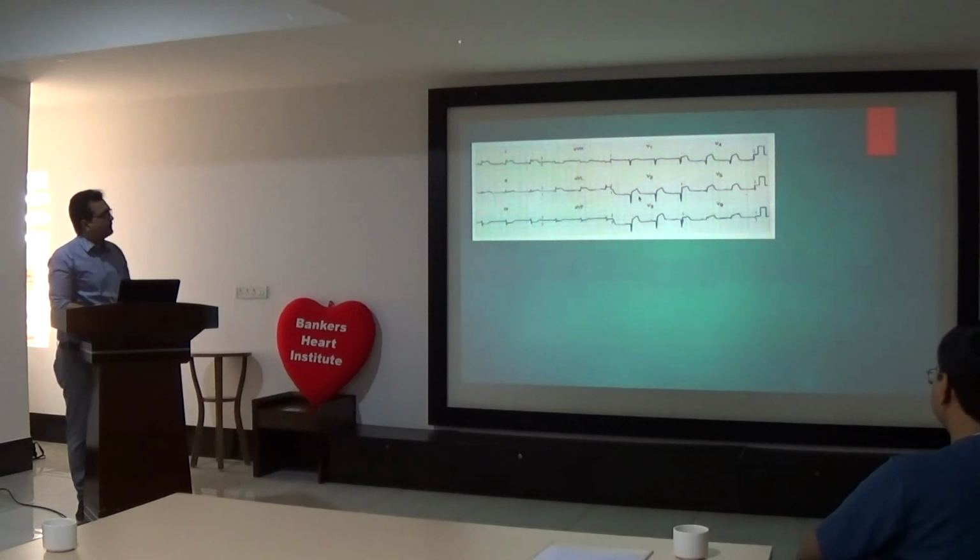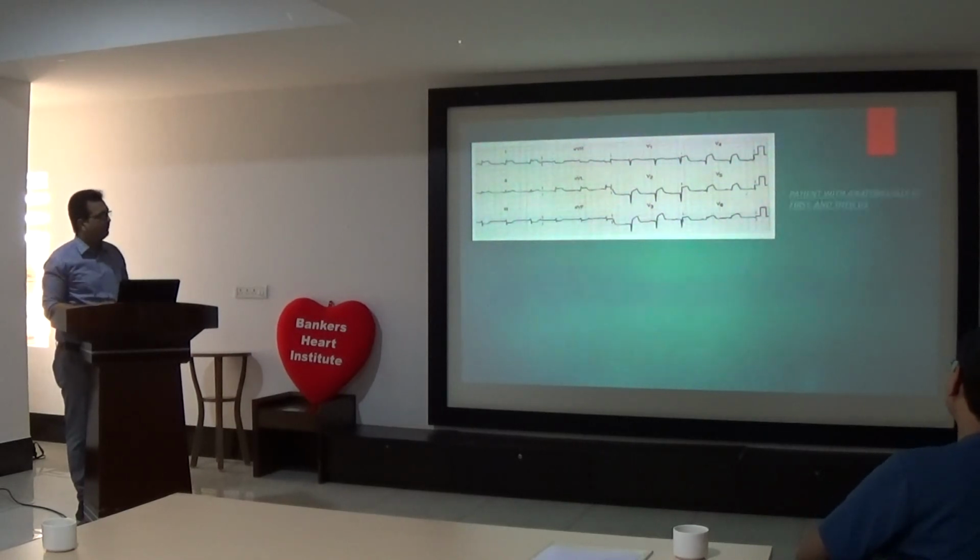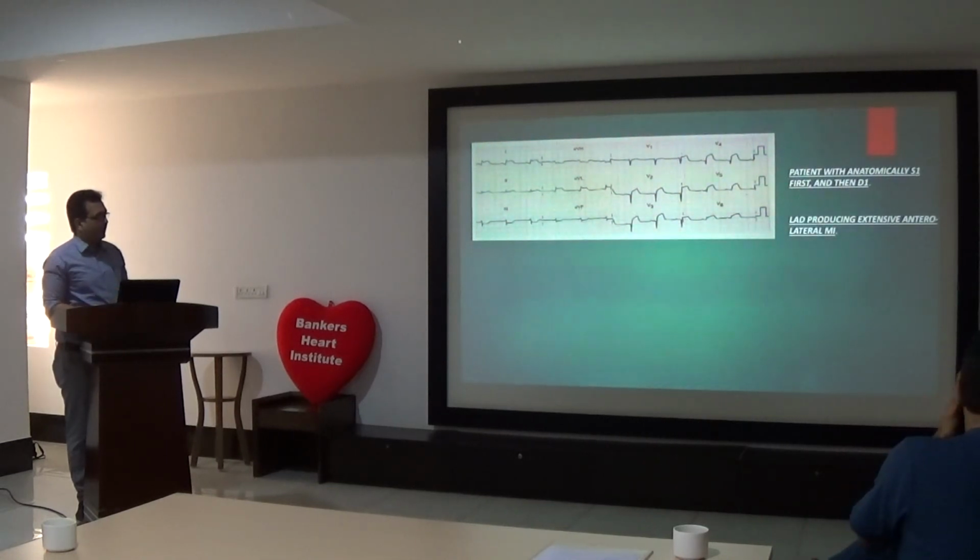Again, in this ECG, there is significant ST elevation in leads V2 to V6 as well as in leads 1 and AVL. But there is no elevation seen in lead V1. So it is possible that this patient has anatomically the septal branch first and then the first diagonal branch. That's why there is no significant elevation seen in lead V1. And thus this is a case of left anterior descending artery occlusion producing extensive anterolateral involvement.